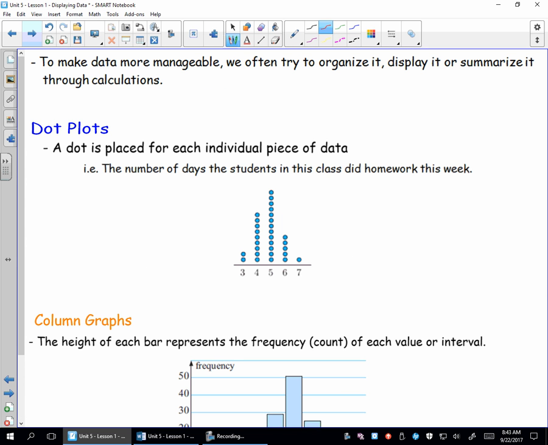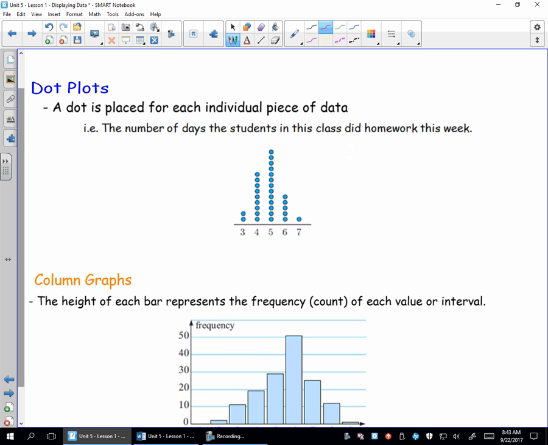So to make our data more manageable, to analyze things, we often want to summarize it. Okay, and then we often want to put that into a graph form. So there's some graphs we should be familiar with. The first one's called a dot plot. Each dot is each individual piece of data.